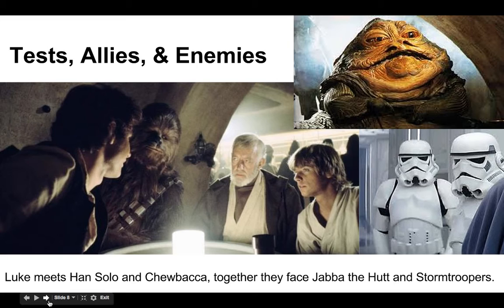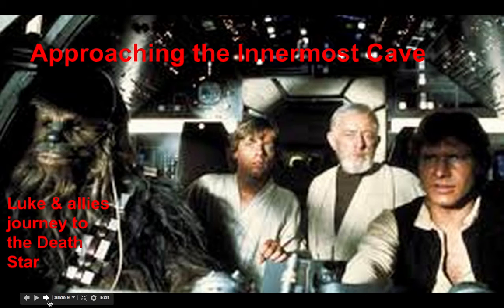After this, he goes across some minor tests where he meets his allies and his enemies. So Jabba the Hutt and the stormtroopers and Darth Vader are his enemies, whereas his allies are C-3PO, Chewbacca, Han Solo, and R2-D2. And then, the tests and allies were experimenting with a first sort of big change, but as you approach the innermost cave, you're really preparing for a bigger change. So Luke and his allies are journeying to the Death Star to eventually try and find Leia.